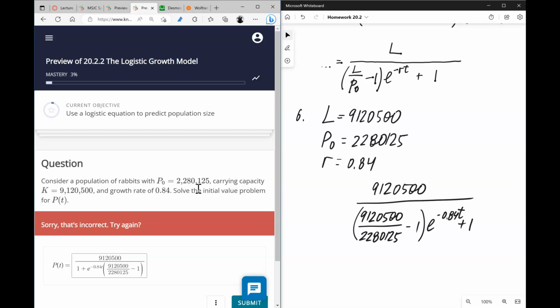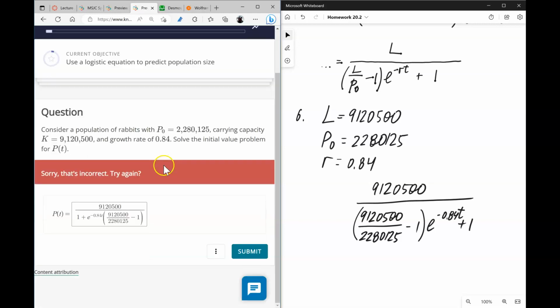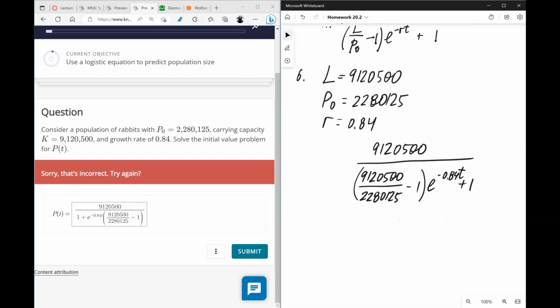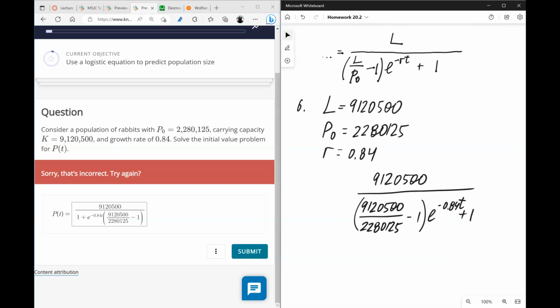Interesting. For some reason, it doesn't like it this way. Does it mean if I write it the old way, will it accept it? I don't know, let's find out.